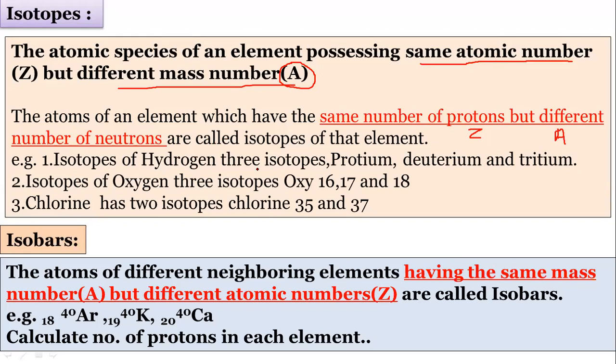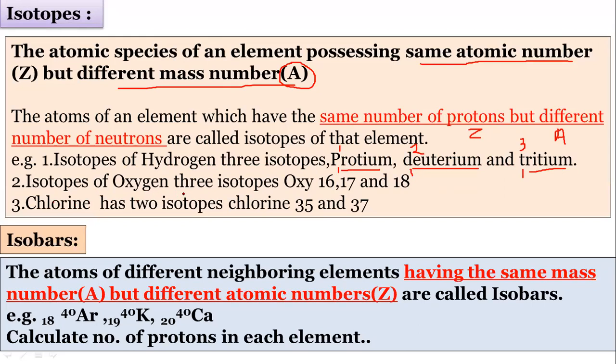So some examples are given. Isotopes of hydrogen, there are 3 isotopes. One is protium, deuterium, and tritium. These are the isotopes of hydrogen. Hydrogen having the atomic number 1 in all the 3 cases. Atomic number is 1. So the mass number will be changing. In case of protium, the mass number is 1. In case of deuterium, it is 2. And in case of tritium, it is 3. So atomic number is same and the mass number is different.